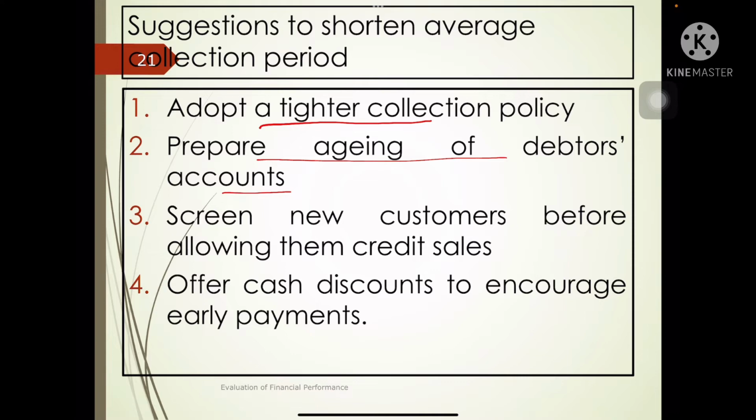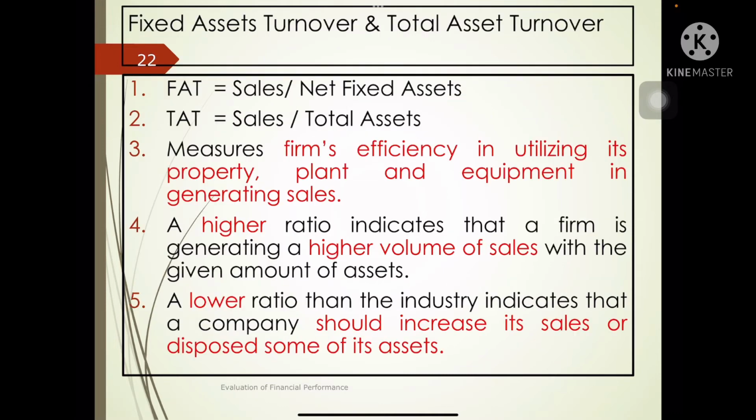Alright, screen new customers before allowing them credit sales. So this one we have to look at whether they are able to make their payment or not. If we can see that they are not able to make payment, we do not grant credit for them. Alright, offer cash discount. It means to encourage them to make early payment. So if they buy more, then we give more discount.